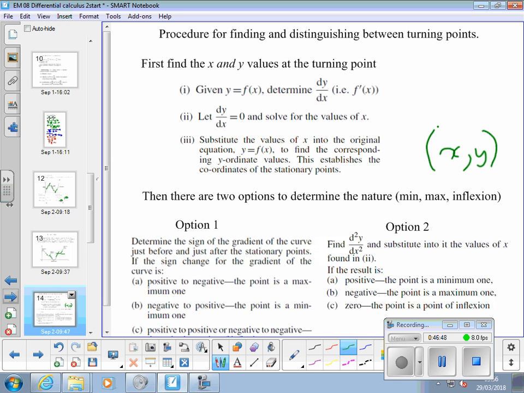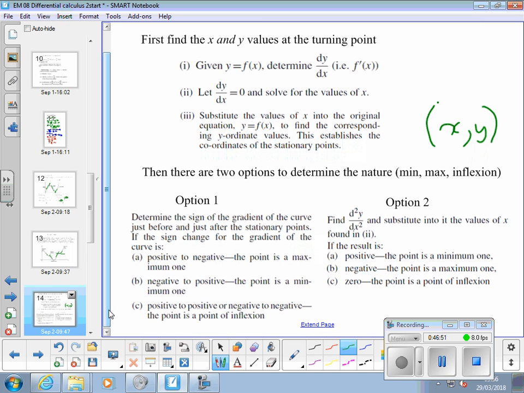What we then do, we've got two options to find out whether it is a minimum, a maximum, or a point of inflection. Option one, we look at the value of the function a little bit to the left, with a slightly lower value of x, and a slightly higher value of x, and determine the sign of the gradient just before and just after. So we take our differential, put a lower value of x in, then slightly higher, and see whether it goes from positive to negative or vice versa. Positive to negative indicates a maximum, negative to positive is a minimum, positive to positive or negative to negative is a point of inflection.